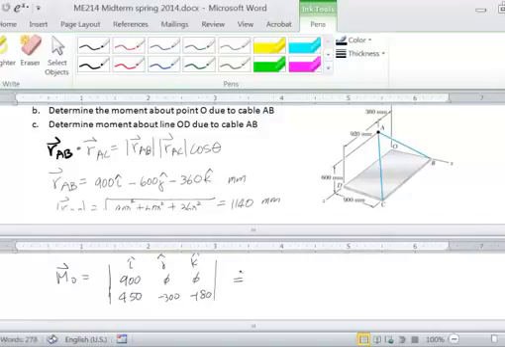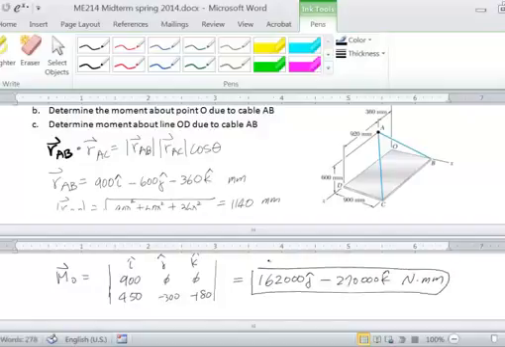A couple of you made a mistake when you crossed it. Make sure that when you're doing cross product, you're doing this right. So this is going to equal 1620000J minus 270000K. And don't forget the unit. So that's my answer in part B.